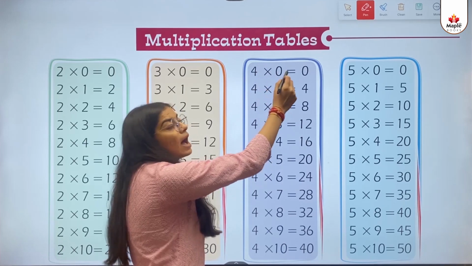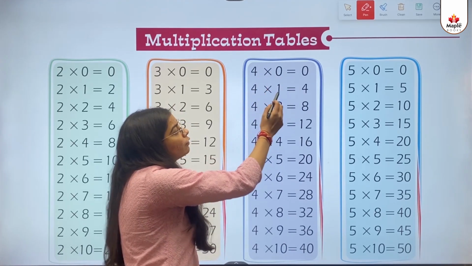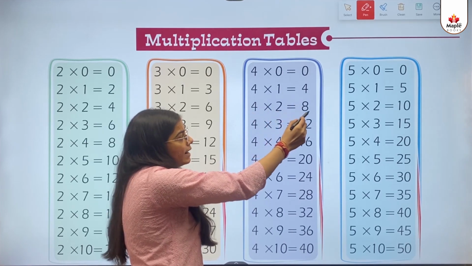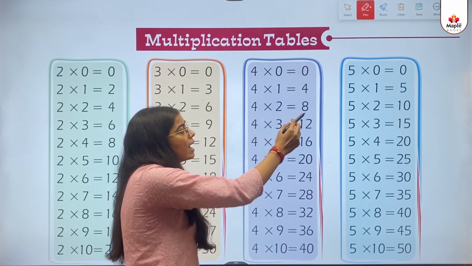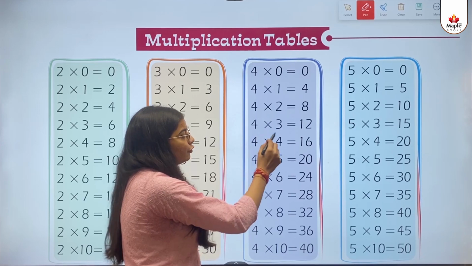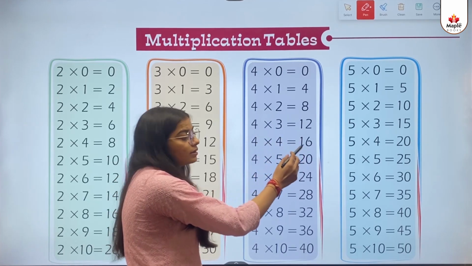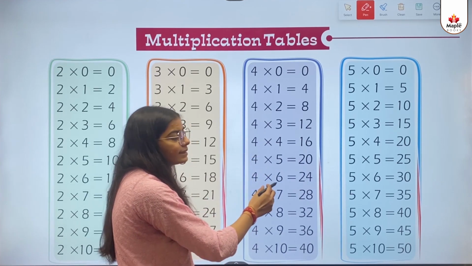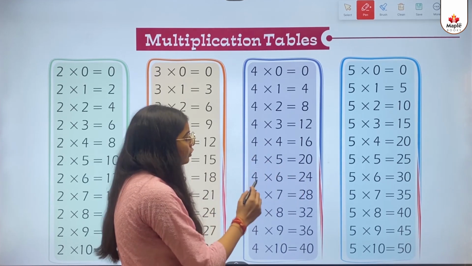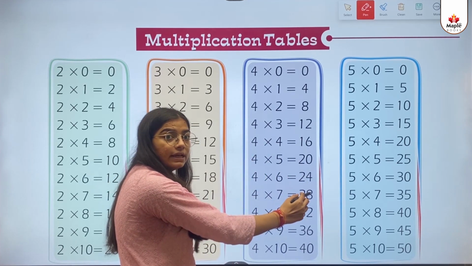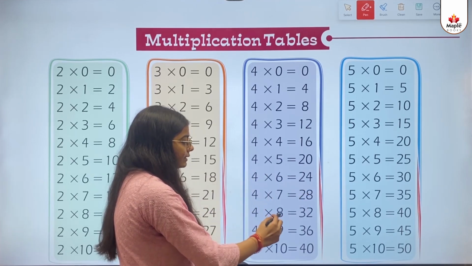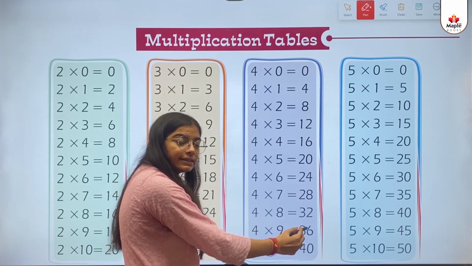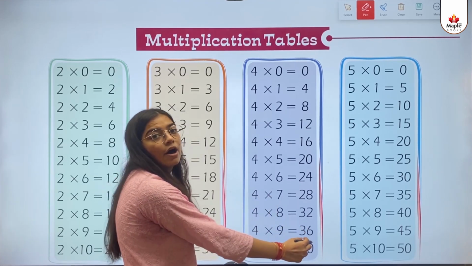Now, the table of 4. 4 zeros are 0. 4 ones are 4. 4 twos are 8. 4 threes are 12. 4 fours are 16. 4 fives are 20. 4 sixes are 24. 4 sevens are 28. 4 eights are 32. 4 nines are 36. 4 tens are 40.